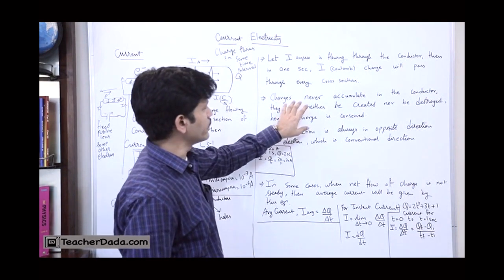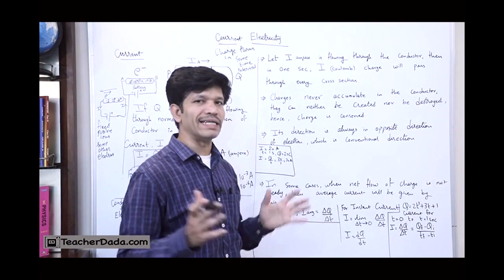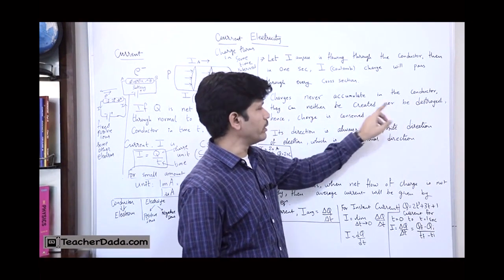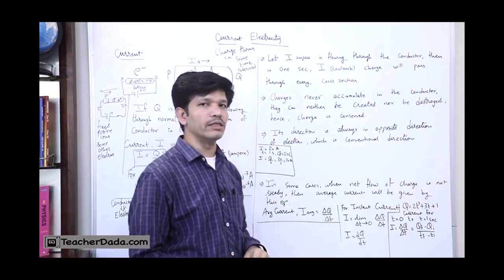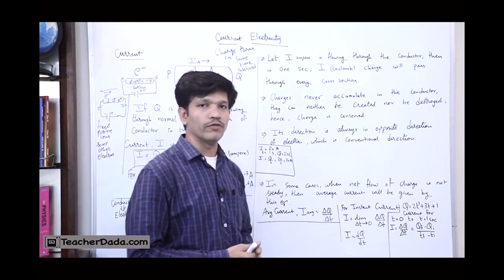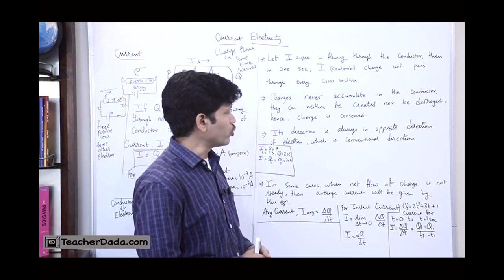Now let us see the second point. Charges never accumulate in the conductor. They never get collected at one place. They can neither be created nor be destroyed. As you have studied previously in the energy part, you know the law of conservation of energy, as energy can neither be created nor be destroyed.